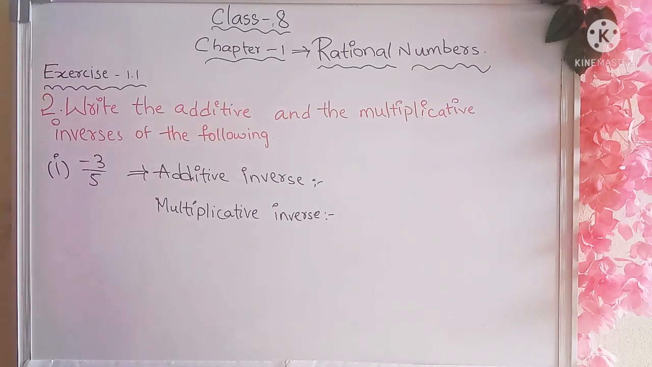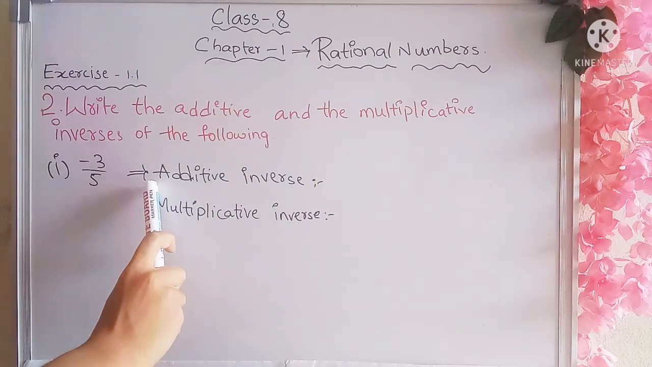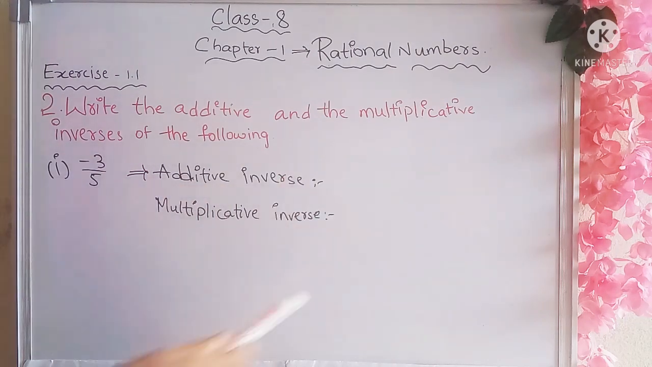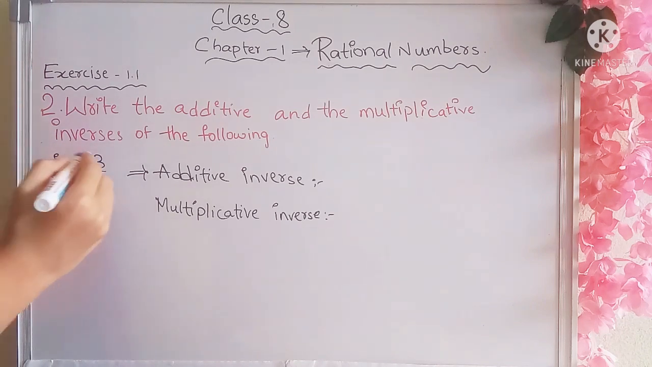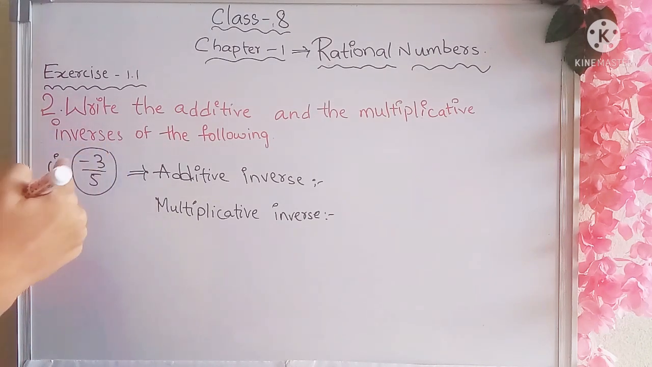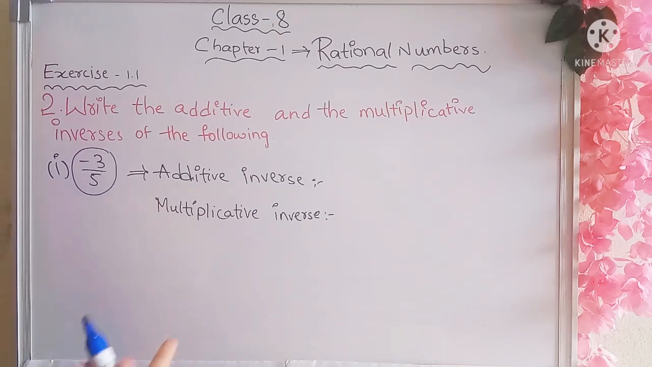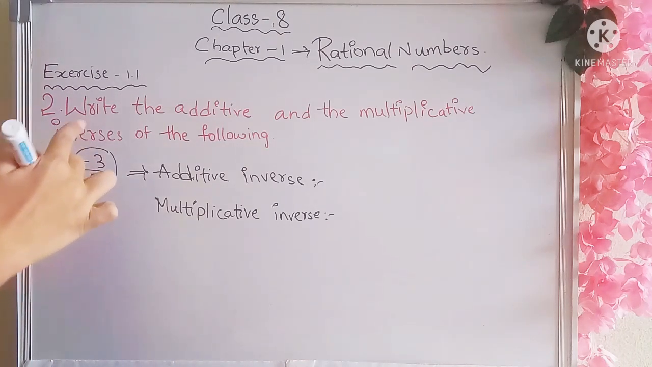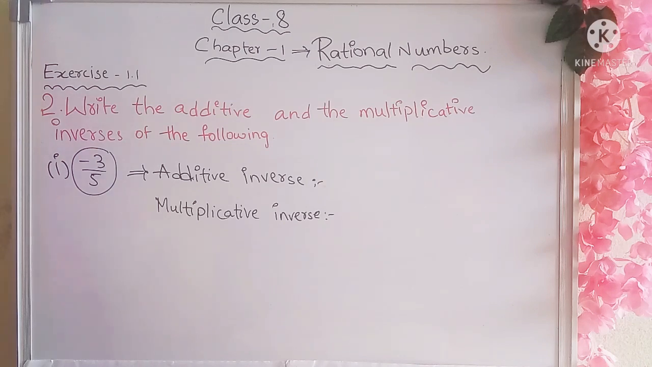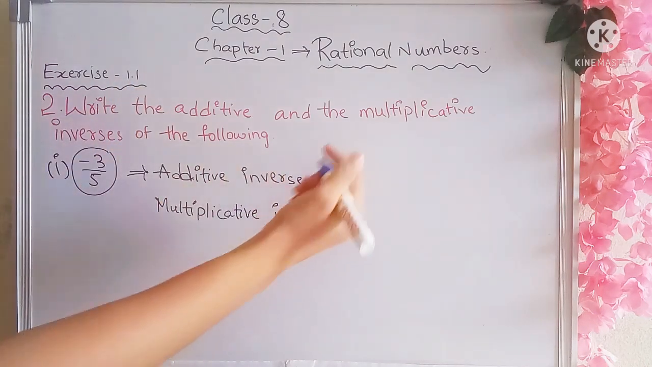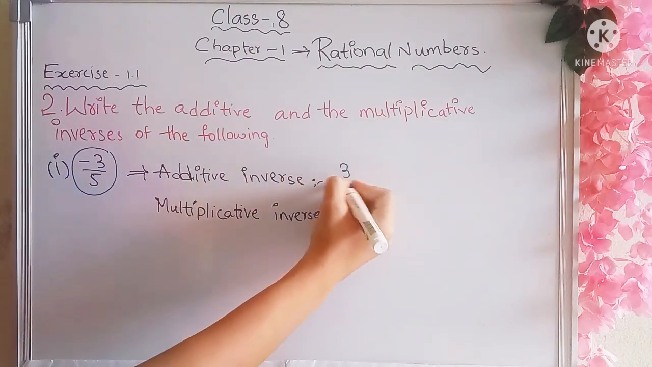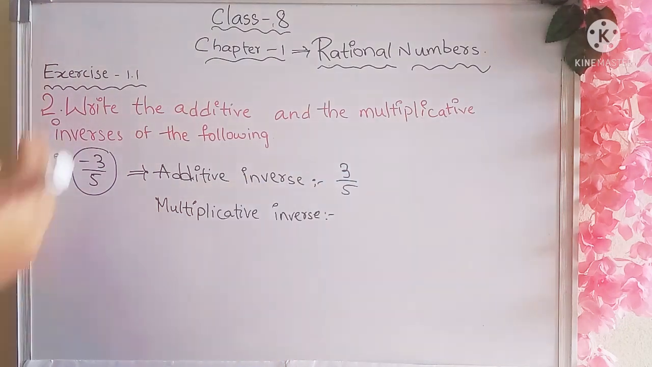First, we have learned the meaning of an additive inverse. If a number has a negative sign, its additive inverse becomes a positive one. So here it is negative 3 by 5, and the additive inverse of it becomes 3 upon 5. That's all.